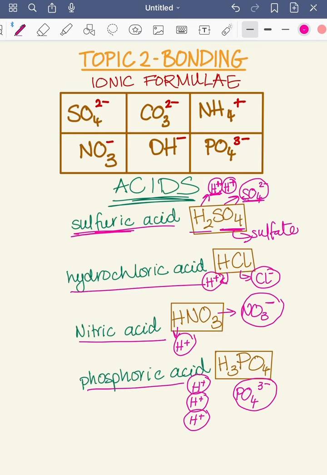And do note how all of these acids have hydrogen ions. And hopefully the hydrogen ions being part of acids will make sense to you further on in your studies.